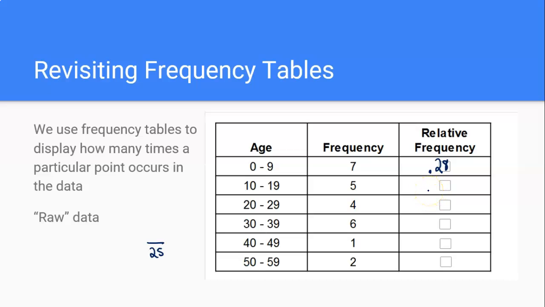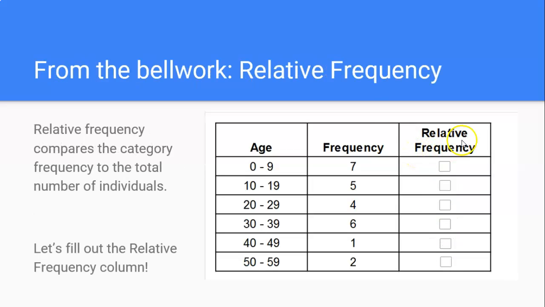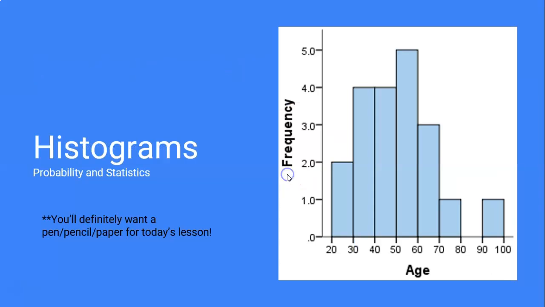So that's 0.28. 5 divided by 25 is 0.2. If the lack of a place value bothers you there, you can put that and that. 4 divided by 25 is 0.16. 6 divided by 25 is 0.24. And 1 divided by 25 is 0.04. And 2 divided by 25 is 0.08. So a frequency table would just have the counts. The relative frequency would have the percentages. Relative frequency compares the category frequency total to the total number of individuals. We've already filled this out.